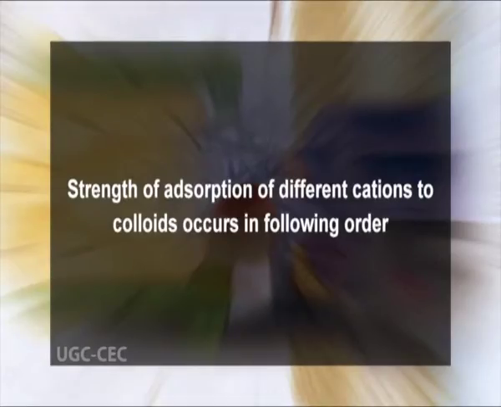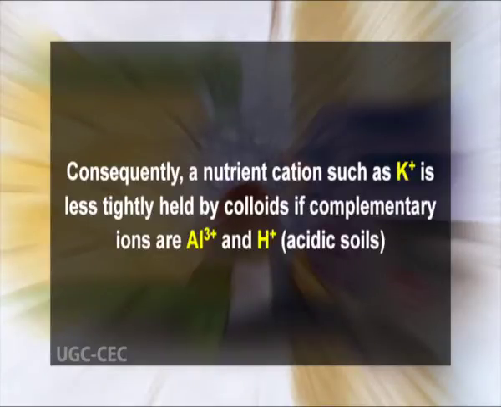The strength of adsorption of different cations to colloids occurs in the following order. Aluminium has greater strength than calcium, followed by magnesium, followed by potassium, which has equivalent strength to ammonium, followed by sodium. Consequently, a nutrient cation such as potassium is less tightly held by the colloids if the complementary ions are aluminum and hydrogen, that's acidic soils. The less tightly held potassium ions are more readily available for absorption by plants or for leaching in acid soils.